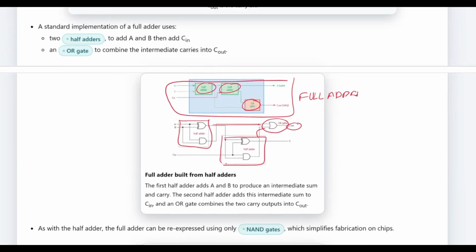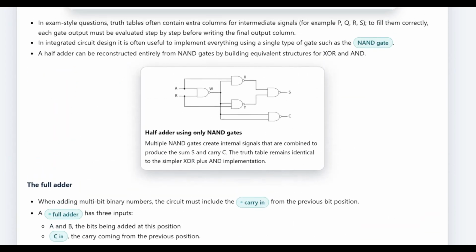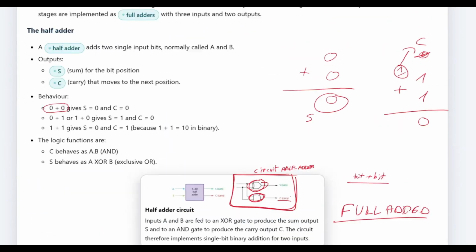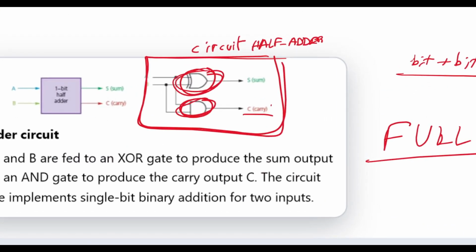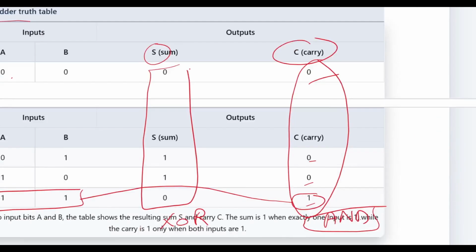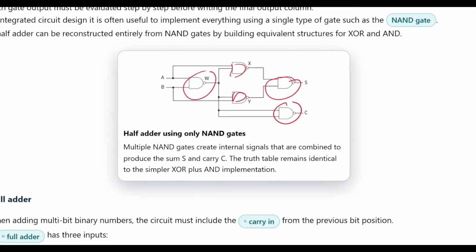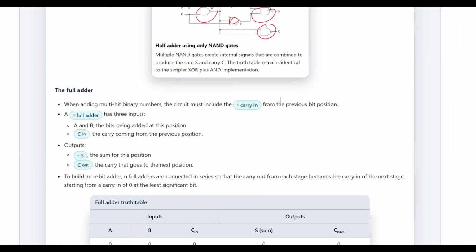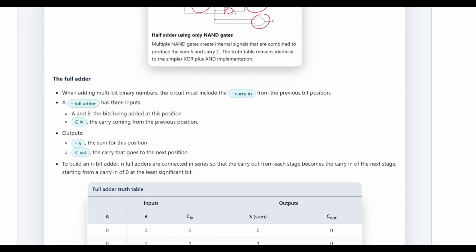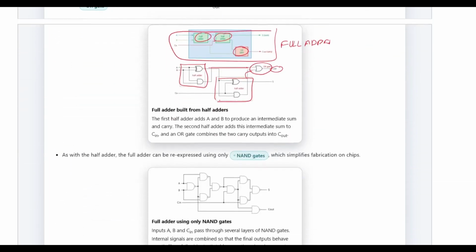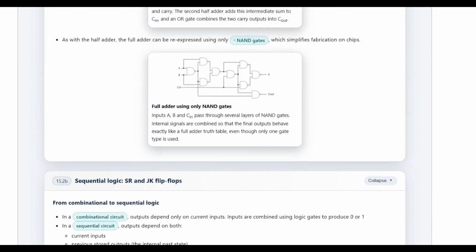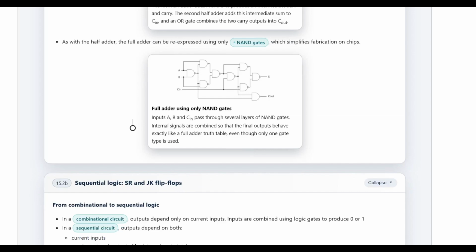Of course, we can design the full adder and the half adder using many other logic gates, not only the XOR and AND. We can, for example, design it using many NAND gates. How is that? This is the preferred circuit in the industry because they can use only one type of gate to construct many possible outputs. Okay, this is what we finished yesterday.